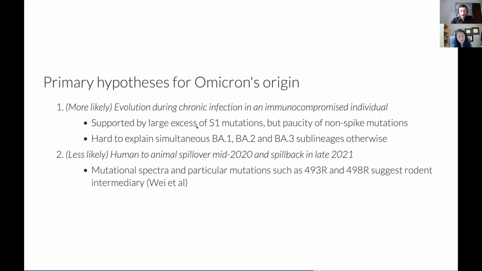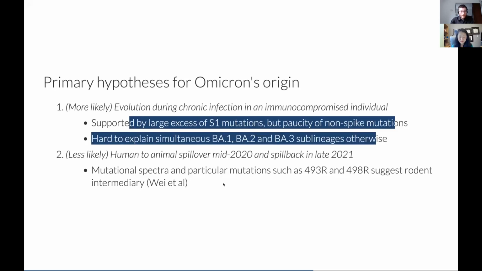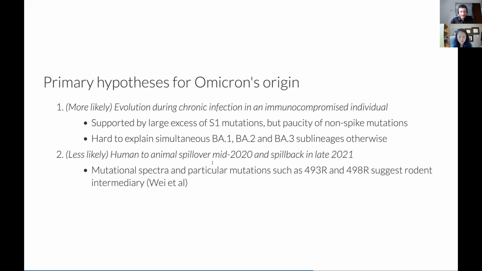There may have been other spillover events that happen from that individual to the population over the year, but these are the three successful ones that then take off and spread. It does seem wild, but I don't have another great explanation of what might be going on here. The other hypothesis is that there's human-animal spillover. There are particular mutations that might suggest this, in particular, perhaps a rodent intermediary.